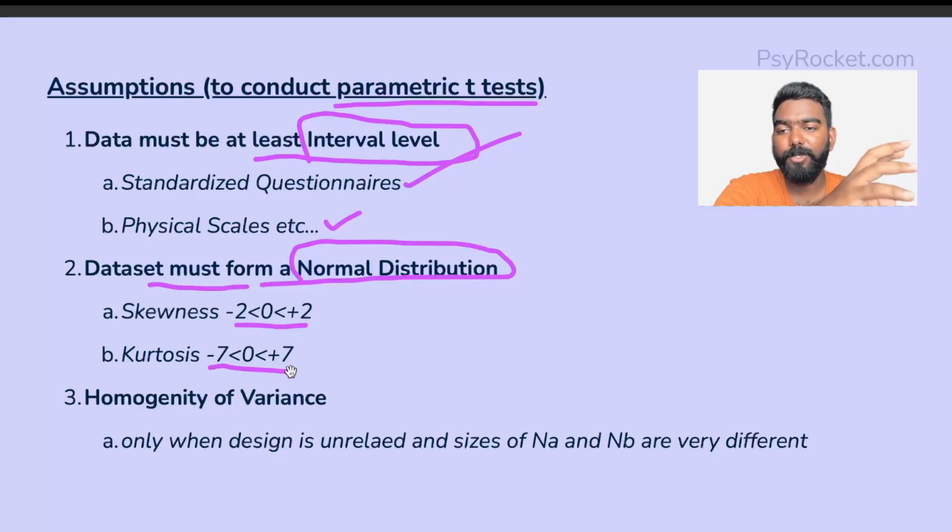In some cases also skewness is accepted from -3 to +3, and very rarely it is also accepted from -5 to +5. But if it is within -2 to +2, it is very safe.